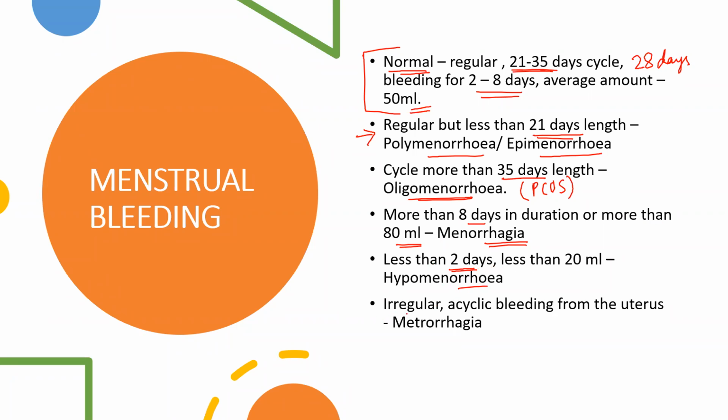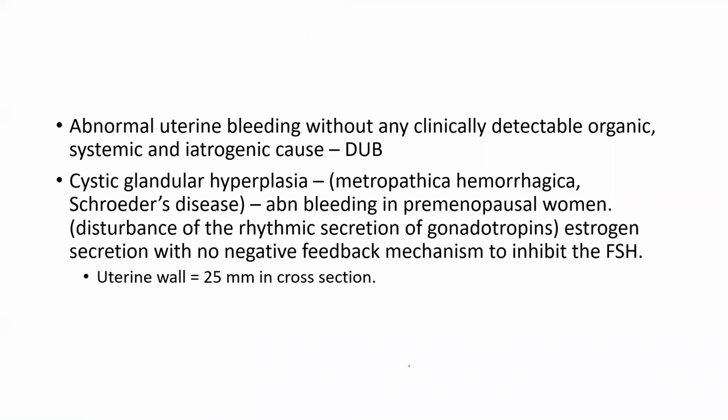Now next one, irregular acyclic bleeding from the uterus is called metrorrhagia. It's just irregular. See, in all these others, some regularity was there, but here we have irregular acyclic bleeding from the uterus, that is metrorrhagia. Next one is a little about DUB. Abnormal uterine bleeding without any clinically detectable organic, systemic or iatrogenic cause, that is DUB.